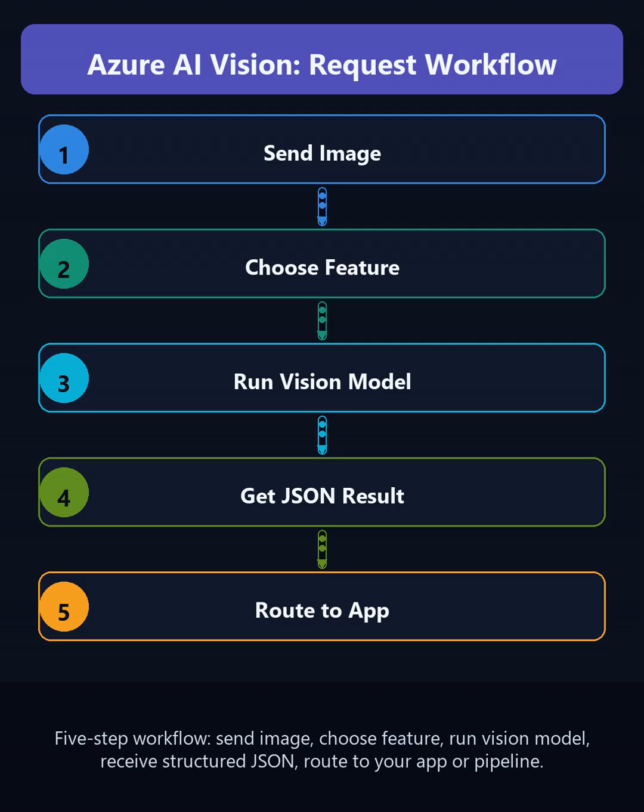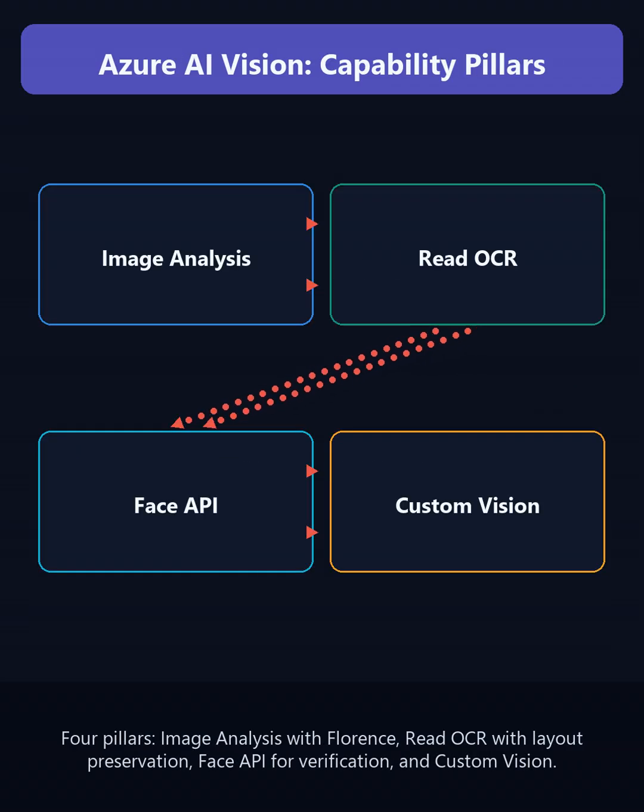Azure AI Vision has 4 capability pillars. Image Analysis uses the Florence Vision Foundation model to generate dense captions, detect objects with bounding boxes, identify brands and landmarks, and tag images with semantic labels. Read OCR extracts printed and handwritten text from images and PDFs with layout preservation. Face API detects faces, estimates age and emotion attributes, and verifies identities. Custom Vision trains domain-specific classifiers and object detectors on your labeled images.